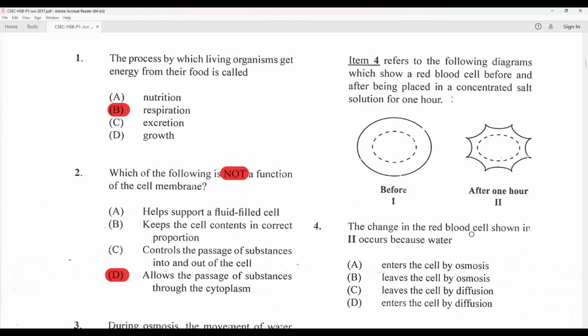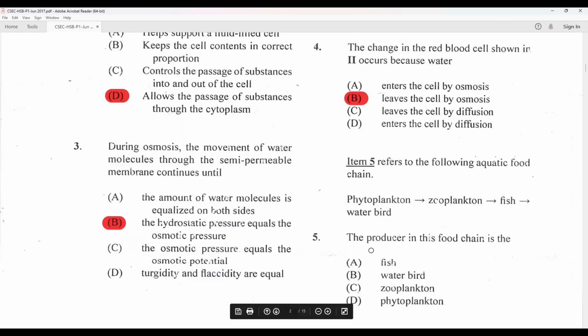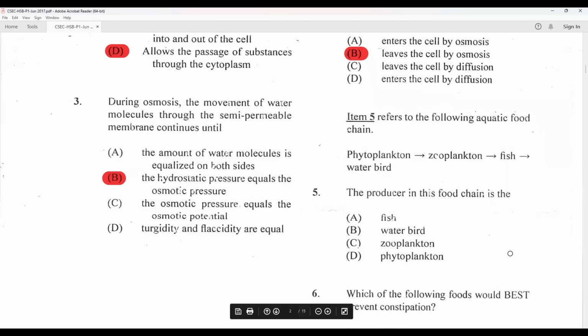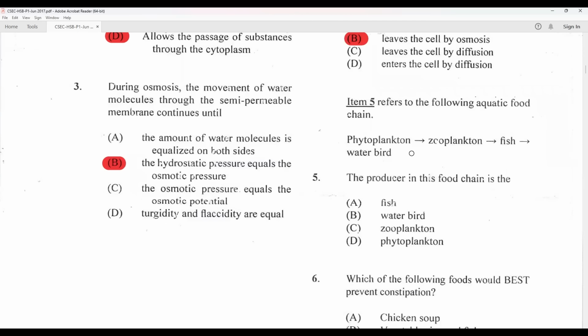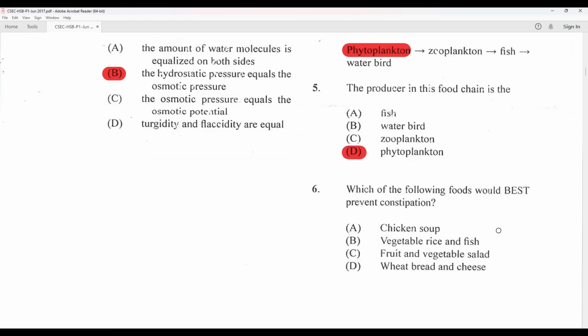The change in red blood cell shown in 2 occurs because water leaves it. Water leaves it. And if we're talking by water, the movement of water is always osmosis. So water leaves the cell, which means B is our answer. Item 5 refers to the following aquatic food chain: phytoplankton, zooplankton, fish, water bird. The producer in this food chain is phytoplankton, which makes our answer D.